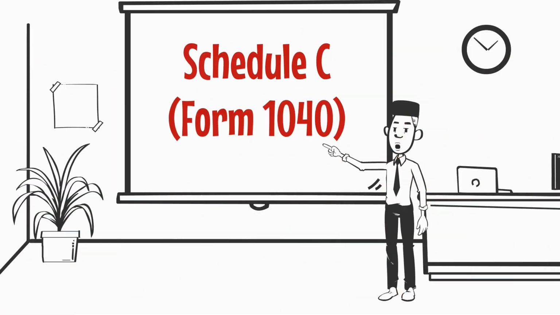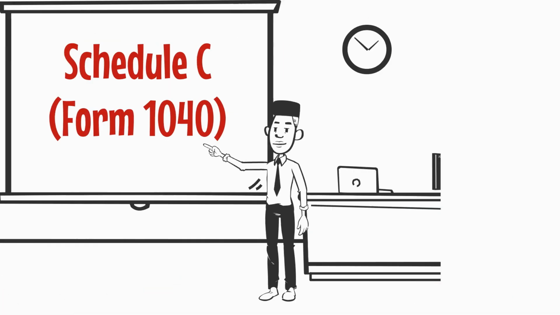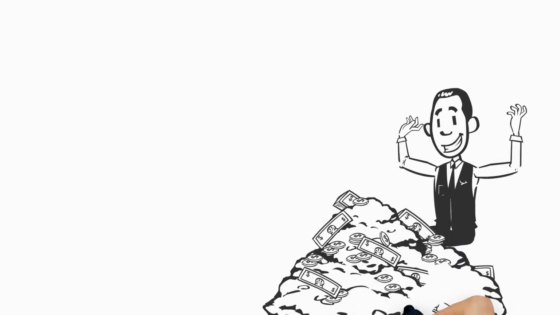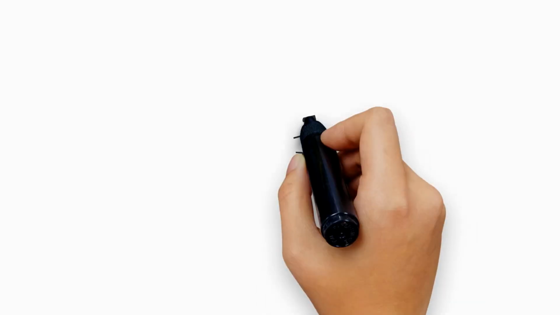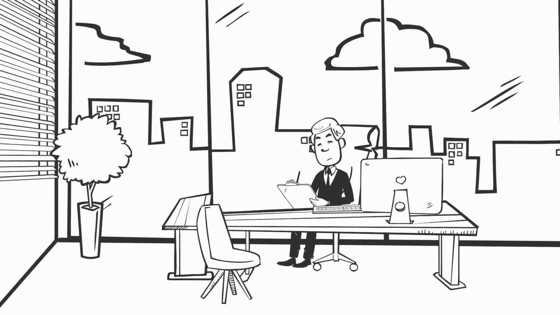Second, Schedule C, Form 1040, income and expenses. Now that you've got income, you need to report your profit. That's where Schedule C comes in. It's part of your personal tax return, Form 1040. Here's what you do. List your total income.